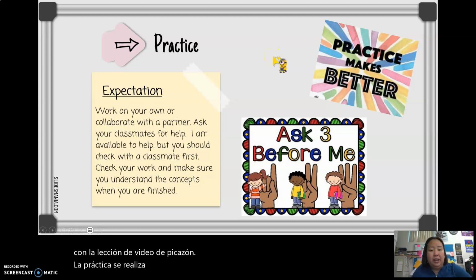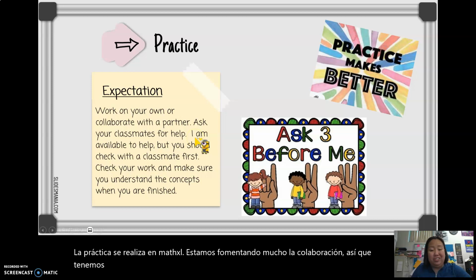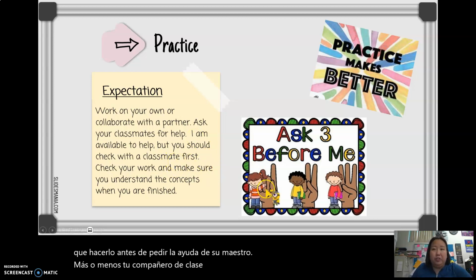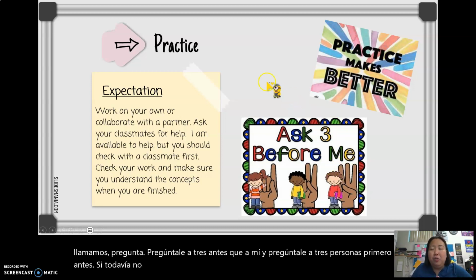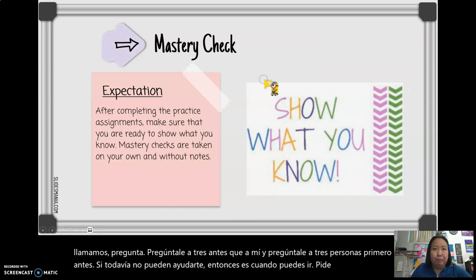We are highly encouraging collaboration. Before you ask for help from your teacher, your classmates will be able to help you first. We have what we call Ask 3 Before Me, wherein you ask 3 people first, and if they still cannot help you, then that's when you can go ask help from your teacher.